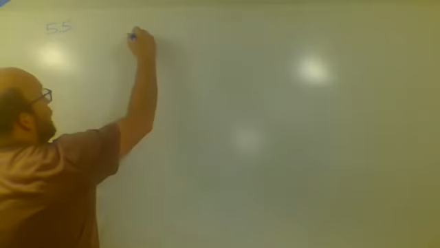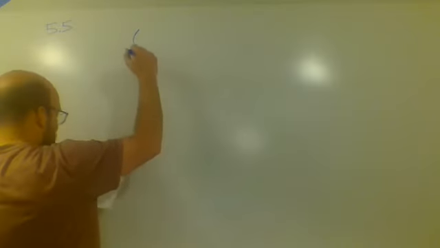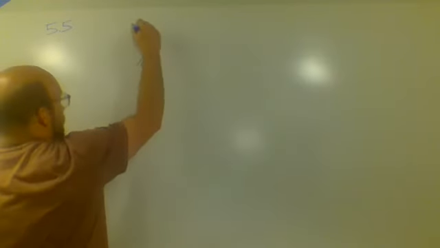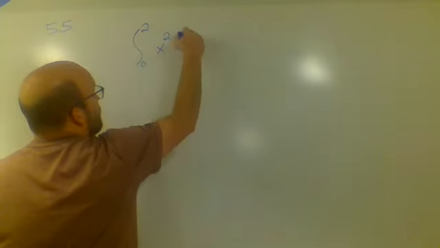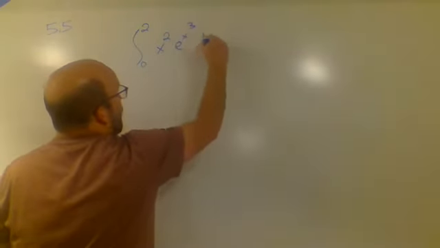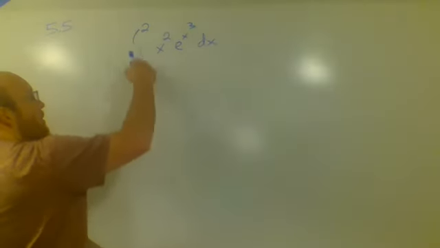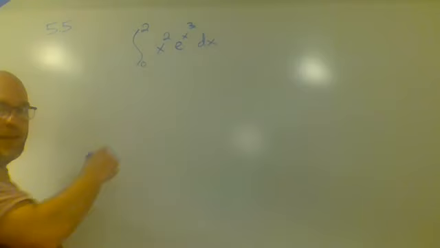So let's say this time we had the definite integral going from 0 to 2 of x squared times e to the x cubed dx. Okay, so obviously the huge difference here is that we have numbers indicating that this is a net area definite integral, not just an antiderivative.